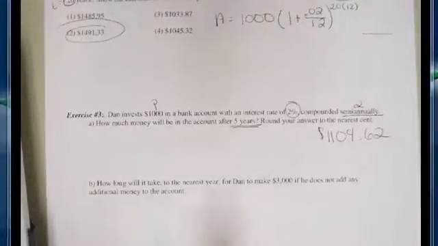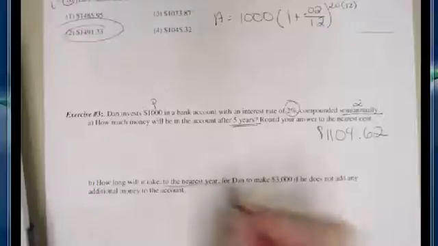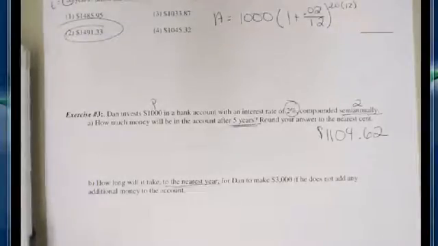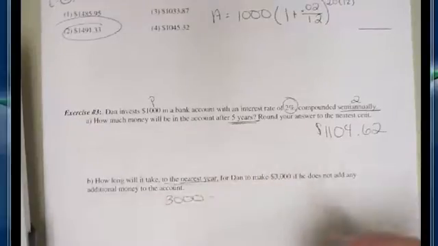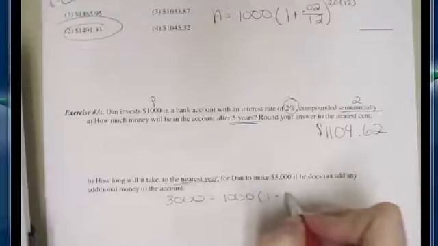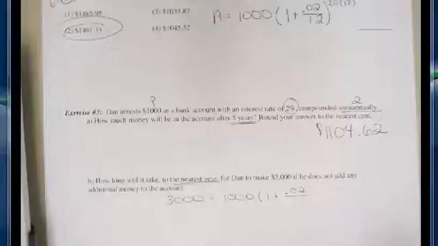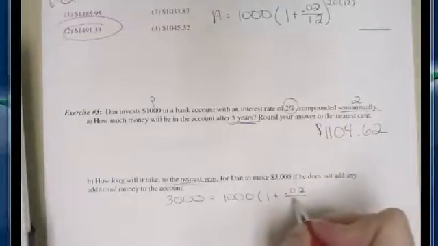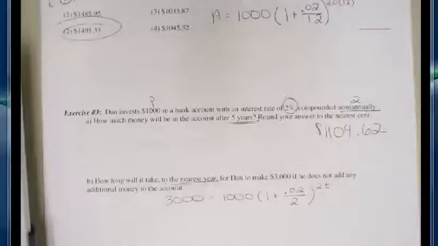All right, bottom one. If you have questions on that, obviously, let me know. How long does it take to the nearest year? Now they're telling you how to round to make 3,000. So 3,000 is what I want it to be. I'm starting with 1,000. Interest rate 0.02. We are still compounding semi-annual. It's the same one you just used. I was checking twice a year, and I'm looking for what that t is.